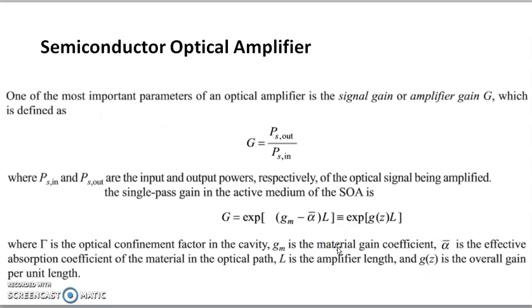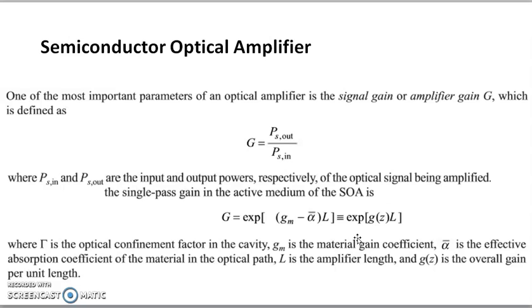Then we can obtain the amplifier gain. The amplifier gain is the optical output divided by the input power provided to this amplifier, so we can find the gain as PS out by PS in. The single pass gain in the active medium of the semiconductor optical amplifier is G equal to exponential of (Gm minus alpha) into L, or we can write exponential of G(z) into L.